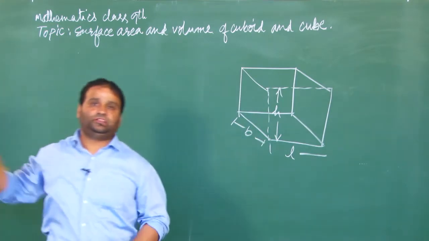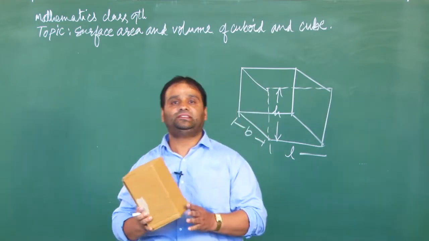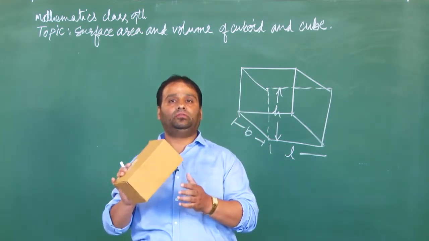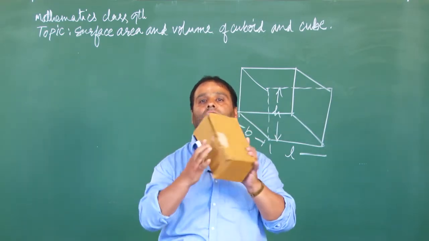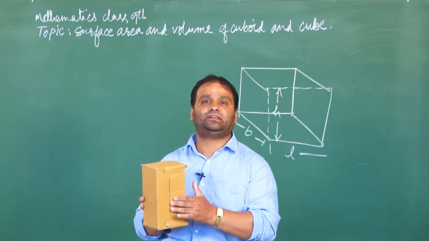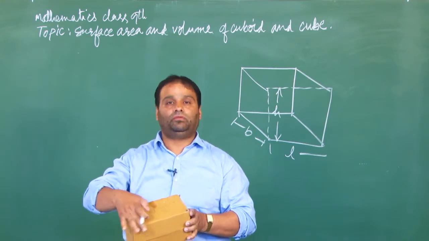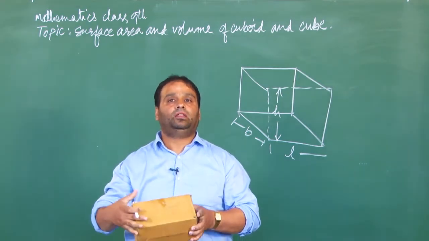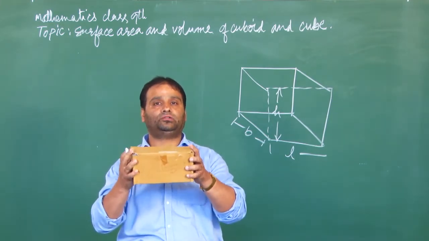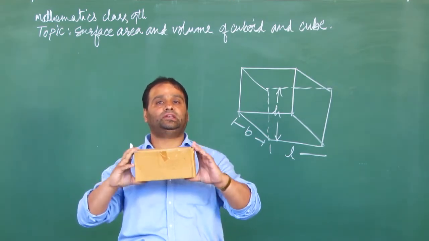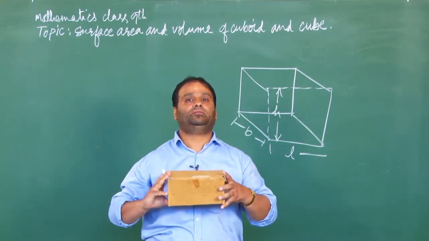Take a look on this box. This box is of a cuboid shape. It has 6 surfaces. You can count yourself 1, 2, 3, 4, 5 and 6 surfaces. And all these surfaces you can see are of rectangular shape. Now, if these 6 rectangular surfaces are arranged like a box shape, the figure so obtained is called a cuboid. Now, how can we find the surface area of the cuboid?